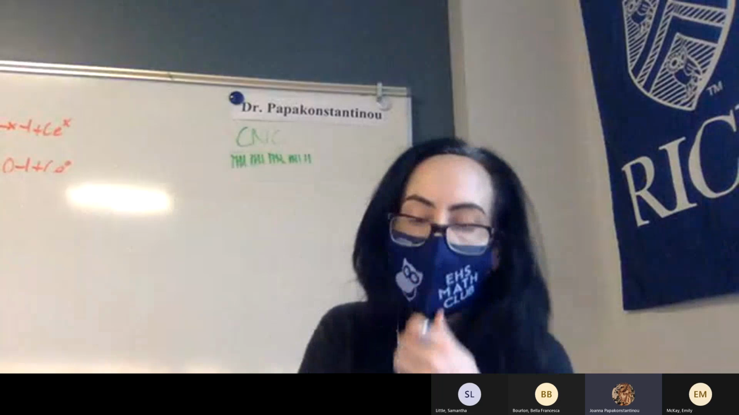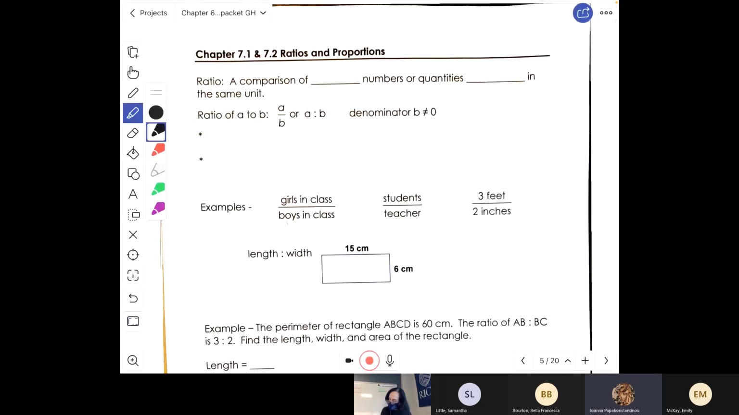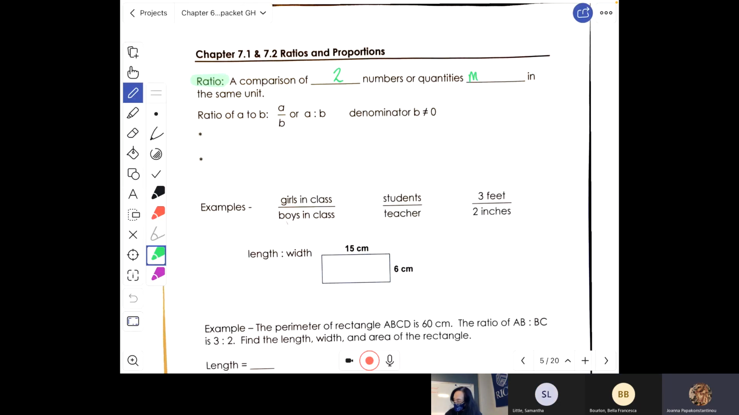Because now we're taking what is known as a ratio, which is a comparison of two numbers or expressions. They don't have to necessarily be numbers or quantities, and they are measured in the same unit. So they have to be the same units of measure.